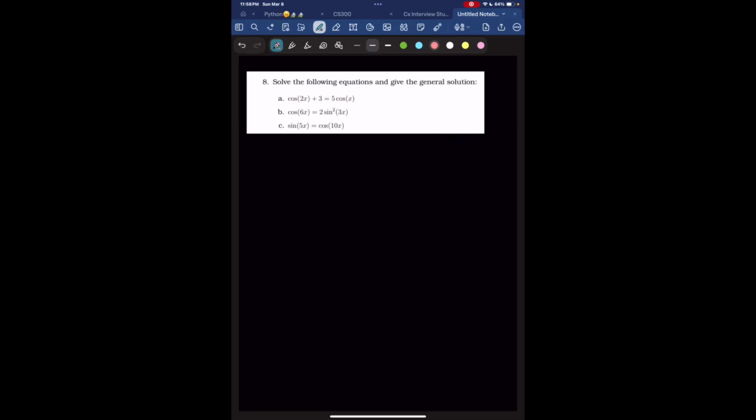All right, we need to solve each equation and give the general solution. So let's start with A. So we have cosine 2x and cosine x. Cosine 2x expanded is cosine squared of x minus sine squared of x. We have cosine terms, so let's write this in terms of cosine, which is 2 cosine squared x minus 1.